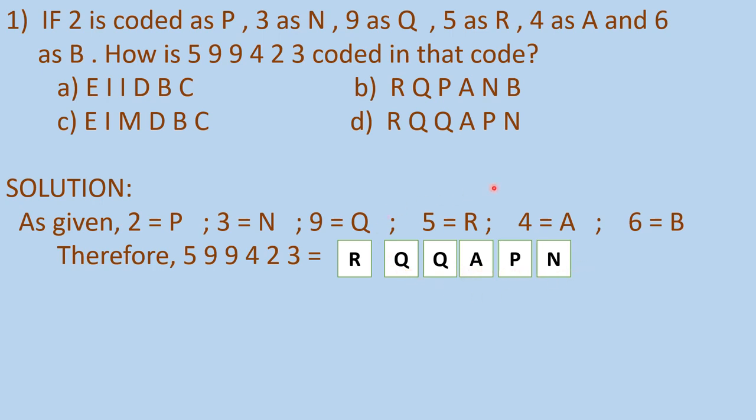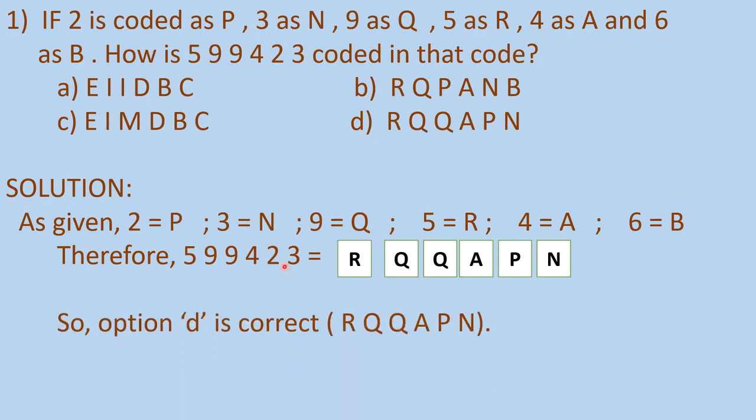So in which option is it? It is in option number D. So our option number D is correct: R, Q, Q, A, P, N. Understood?